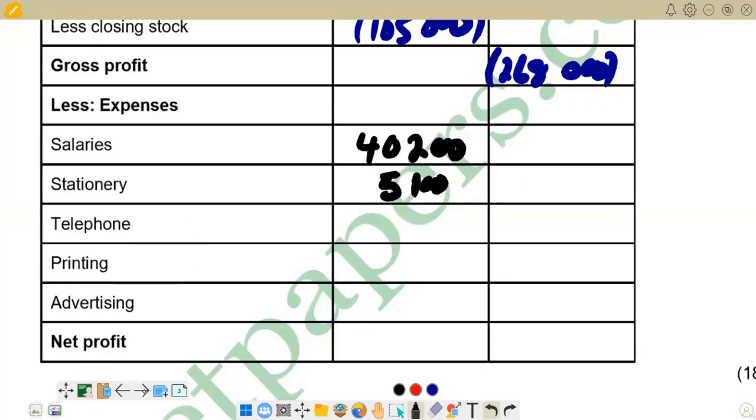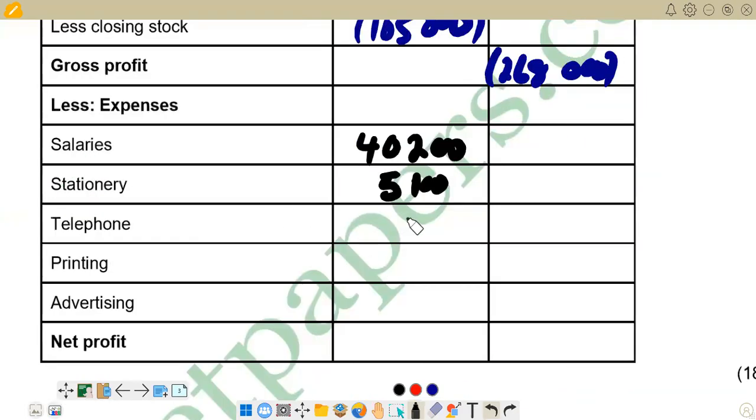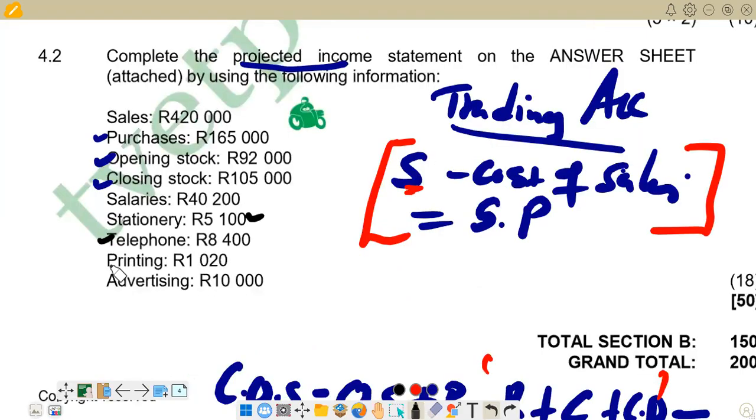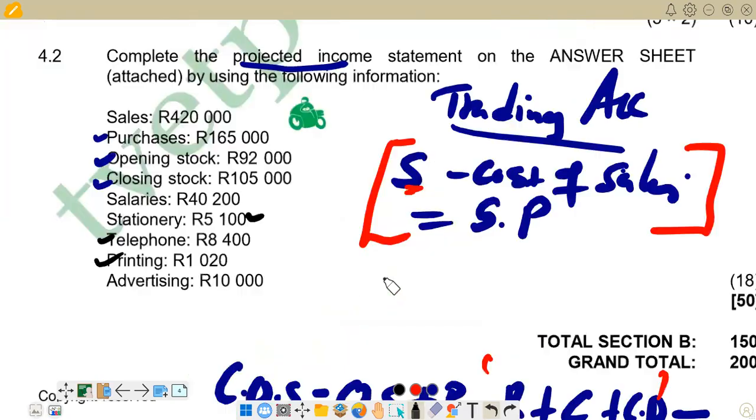On telephone, we can check again for telephone. Telephone here is 8,400. So we are saying 8,400. Then we go to printing. Printing again, we are given the figure there. It's here, 1,020. So here we've got 1,020, and then we've got advertising. Advertising here is 10,000.